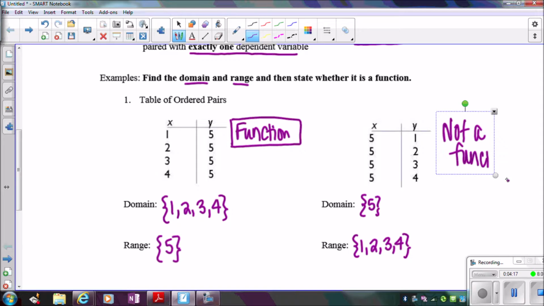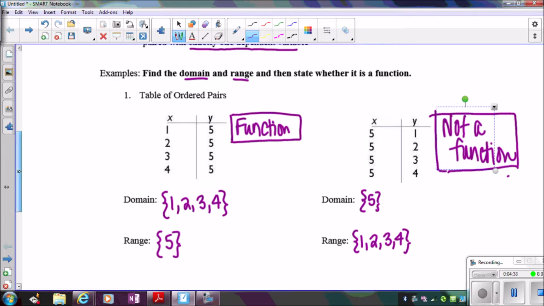So basically, if you're looking at a table, if you look for repeated x values, that would indicate that it's not going to be a function, unless the y values happen to be repeated too, but you're not going to typically see that. So in this case, this would be your scenario when it's not a function. You have multiple of the same x values with all different y values.